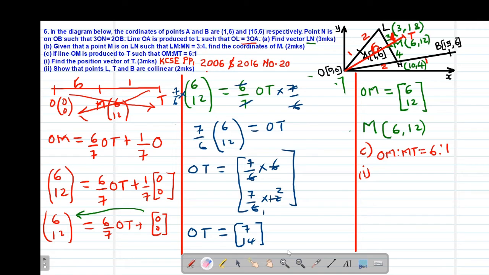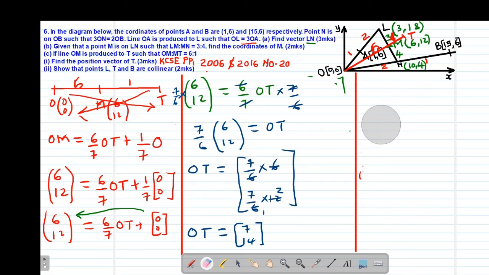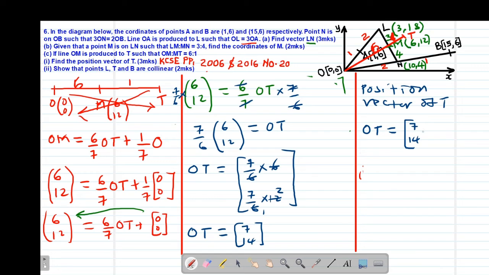So that is the position vector of T, which is simply OT, given by 7, 14. Remember, if the question was to state the coordinate for point T, the coordinates will be 7, 14. The coordinates must be stated in a horizontal manner. So these are the coordinates for point T.